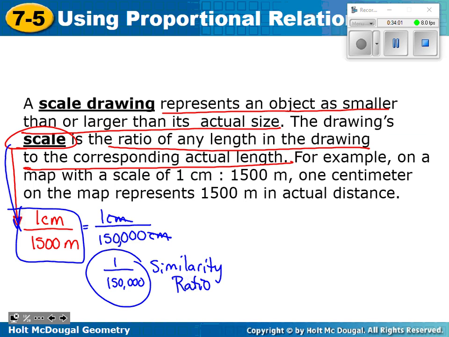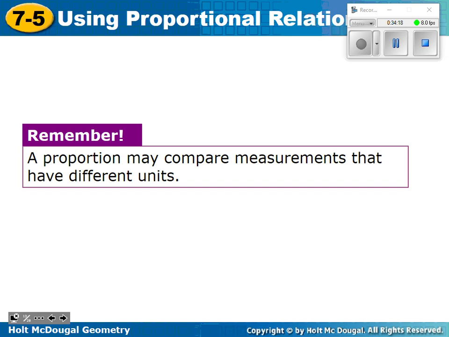Does that make sense? But a scale can compare different units. So if you have a scale and they say, what's the similarity ratio? It's not what your scale is. You'll have to convert it, and then that's your similarity ratio. Okay? All right. Making sure we're clear there. So that basically says the same thing.